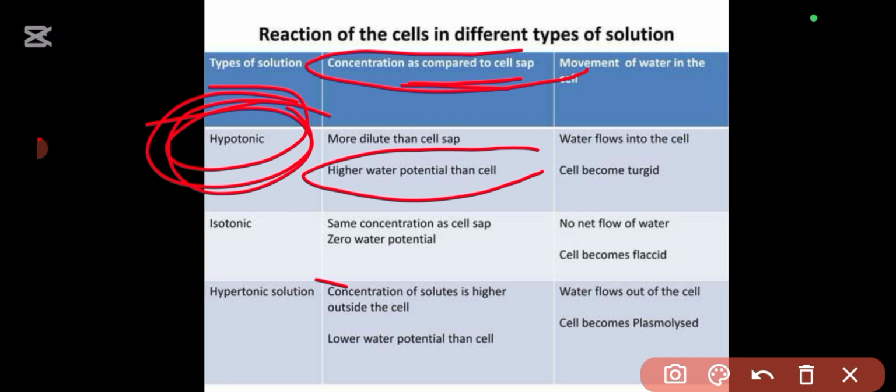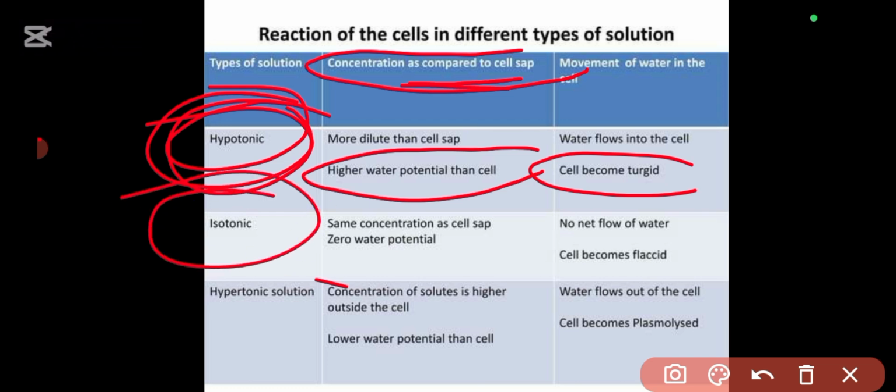So salt will be more inside the cell, and less outside the cell. And where salt is, water will follow. So what does that mean? Water will flow into the cell, and we say that the cell will become turgid, fully stretched. The full stretching of the cell is known as turgidity.